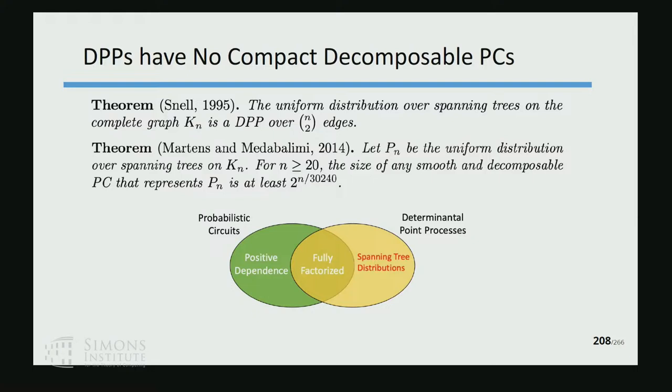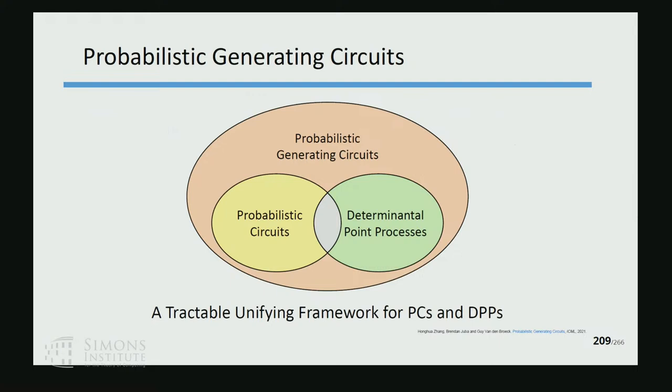Okay. So let's fix this. Let's come up with one circuit language to rule them all. Let's come up with one representation that can represent all tractable distributions. I don't want to have the language be probabilistic circuits union DPPs. That's not very pretty. I would like to have one representation of everything. And so this is what we will call a probabilistic generating circuit.